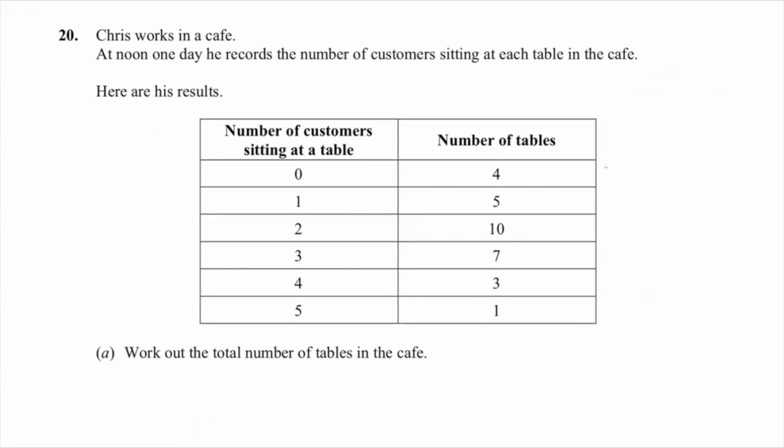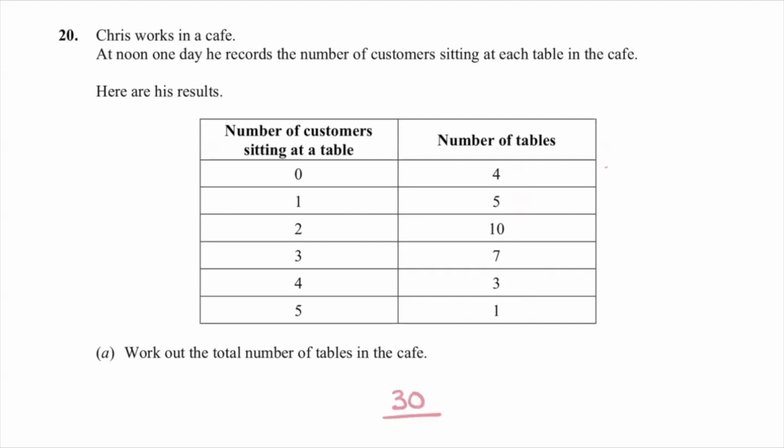Okay, so Chris works in a cafe and he's recorded the number of customers sitting at each table. So let's just interpret the table quickly. He's got 4 tables with no one sat at them. He's got 5 tables with 1 person sat at it, and so on and so on. We've got to work out the total number of tables. So that is this column here. We need to add those together. Do that in the calculator and you get an answer of 30.